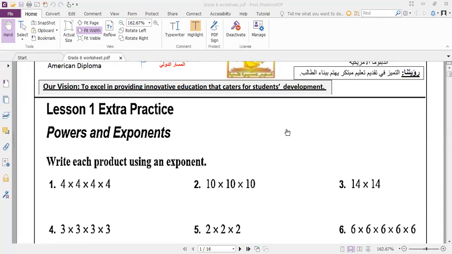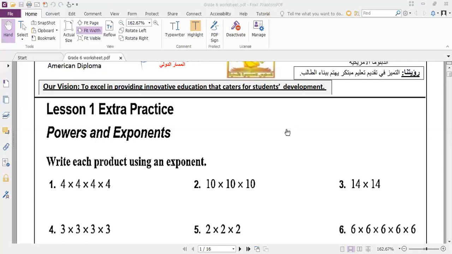Number 5, Muhammad. I have 2 by 2 by 2. 2 power 3. Excellent. Or I can read it another way, Muhammad. 2 cubed, not squared. Cubed, Muhammad. This one is 2 cubed. 2 power 3, or I can read this number as 2 cubed, my friend. Is it clear?